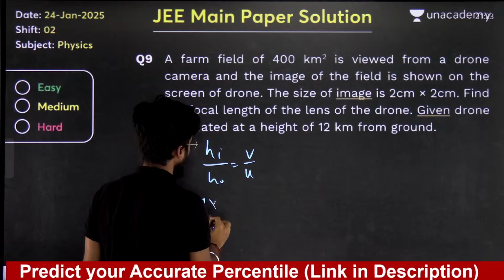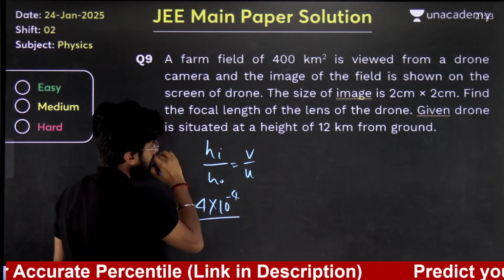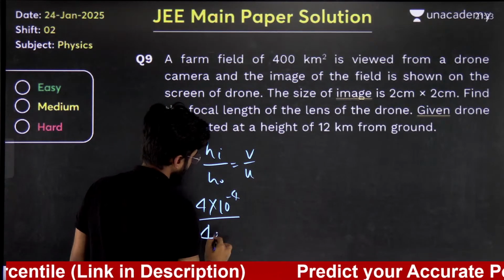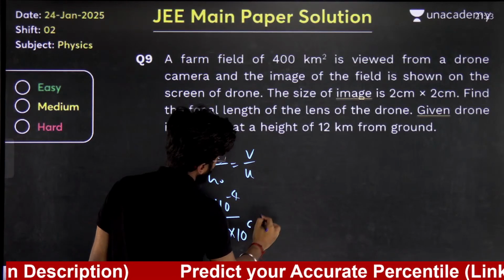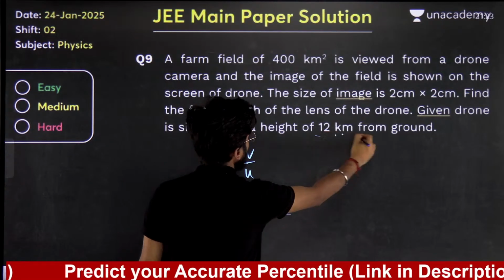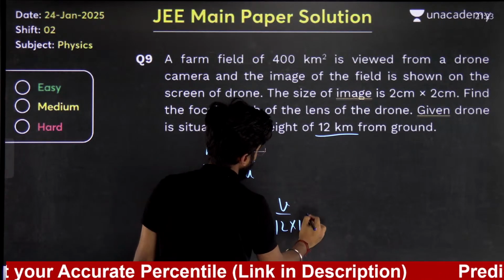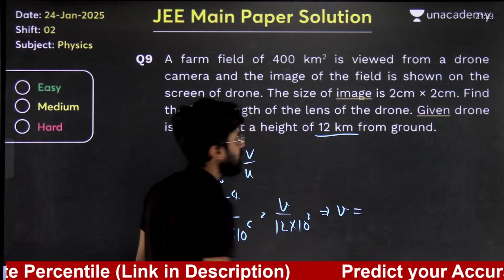So 4 into 10 to the power minus 4 upon the area of the object, which is 400 into 10 to the power 6 kilometers square, equals v upon u, where u is 12 kilometers, so 12 into 10 to the power 3. From here we will find v.